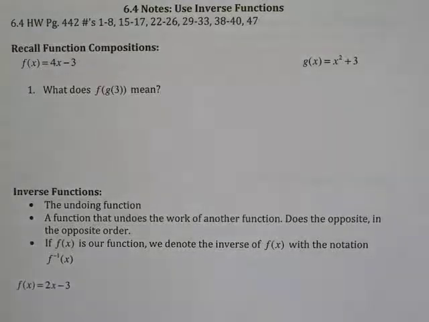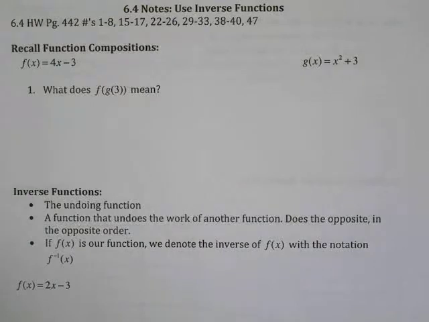To 6.4. This is the first of two videos. It's very exciting. What we're going to talk about today is using inverse functions. And before we talk about using inverse functions, it's probably a good idea to understand what an inverse function is. So we'll start there.